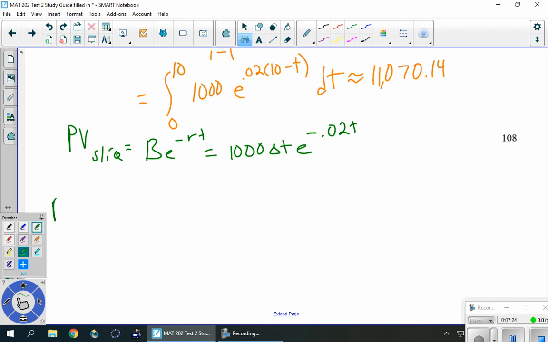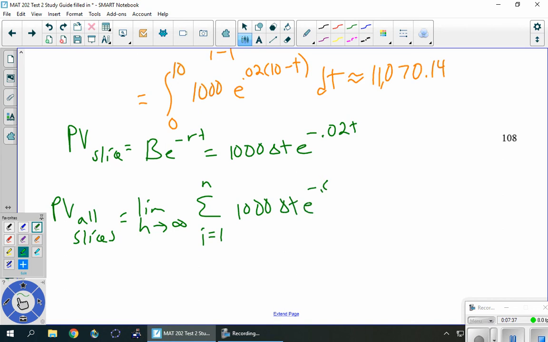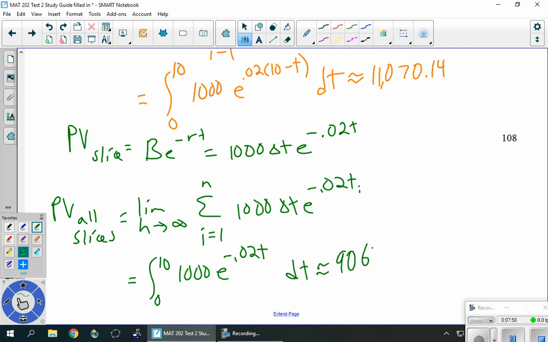Okay, and then just like before, we can do the present value of all the slices. Limit n goes to infinity, summation i equals 1 to n, 1,000 delta t, e to the negative 0.02, and then that t becomes a ti. And then this becomes the integral, 0 to 10. We'll put the delta t as a dt at the end, e to the negative 0.02t. This integral, again, you can do by hand, again with the u substitution. I'm not going to show the details, but we should get $9,063.46.